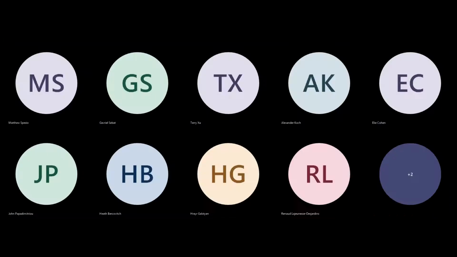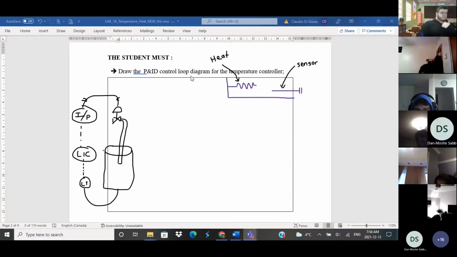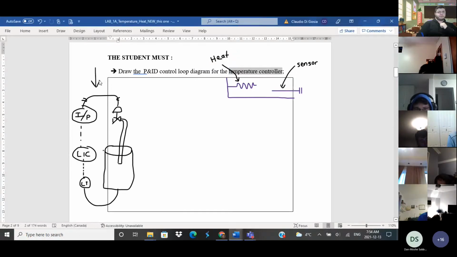So I want a P&ID of the control loop for the temperature. What I've drawn here is a kind of very simple version of the level loop. So how can we equate this level loop to temperature? What do we have? What do we need?